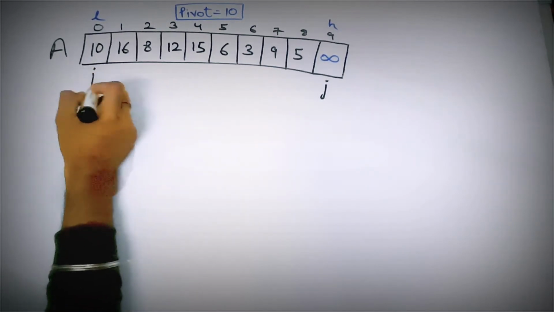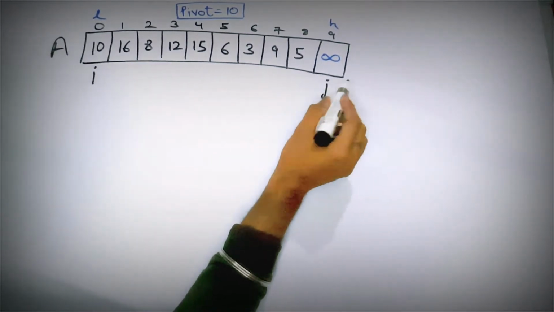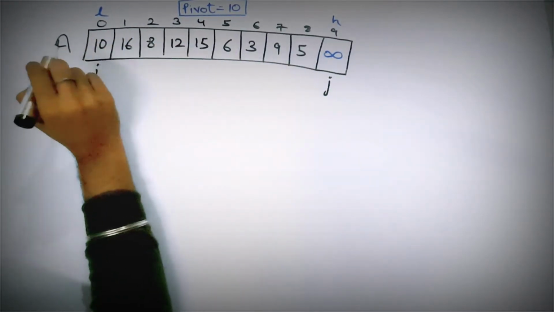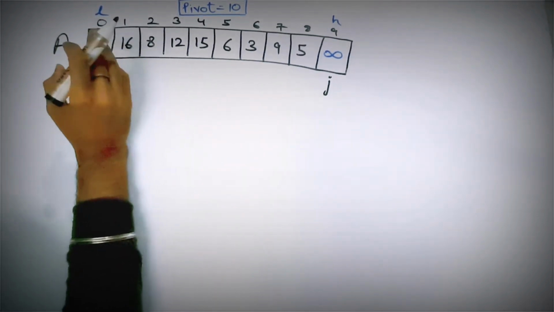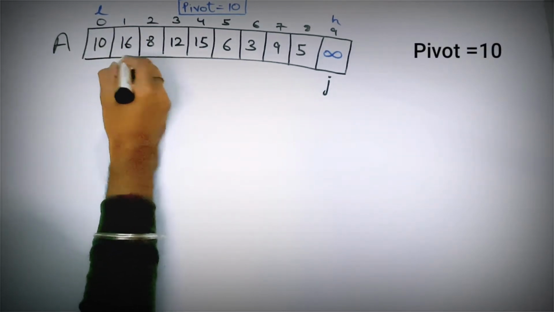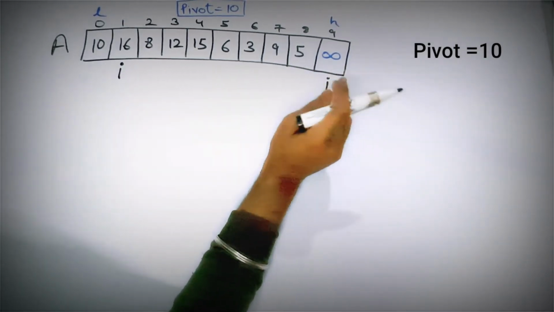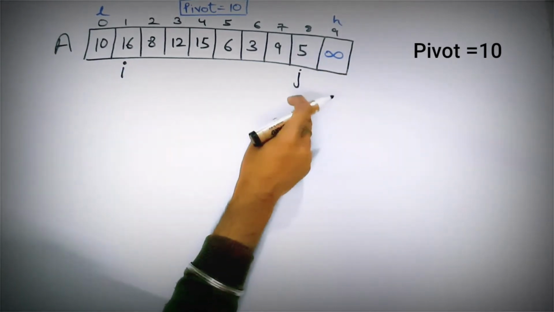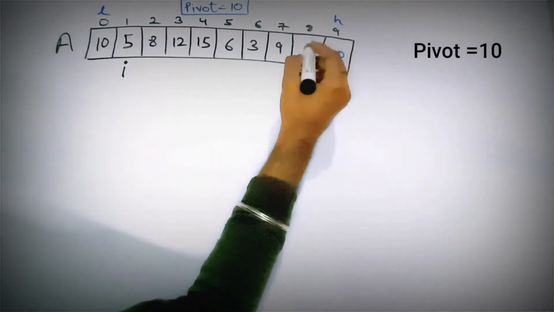So increment I until you find an element greater than this pivot element and decrement J until you find an element less than or equal to the pivot element. So let's start. Increment I. So next element is 16 which is greater than 10, greater than the pivot. So mark it as I. Decrement J. So the next element is 5 which is less than the pivot, less than the 10. So mark it as J. Now interchange ith and jth elements. Make it 5, make it 16.